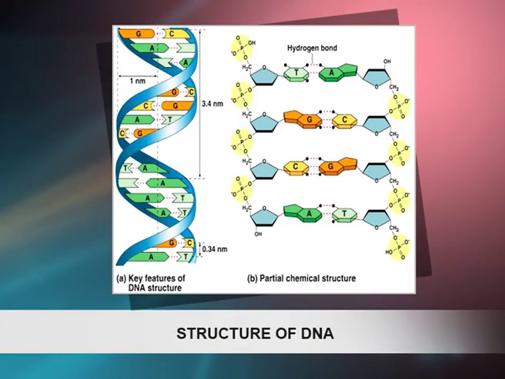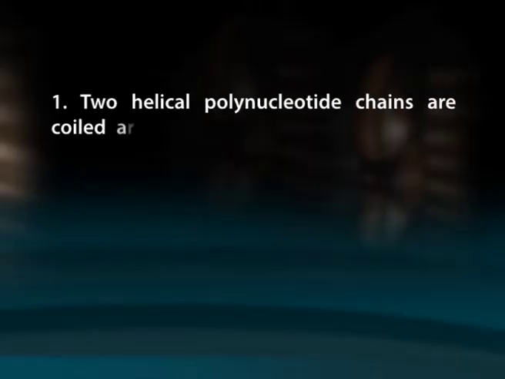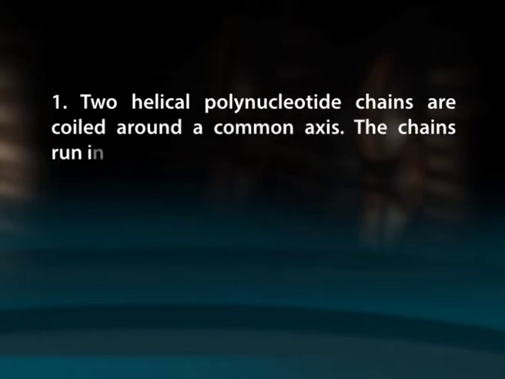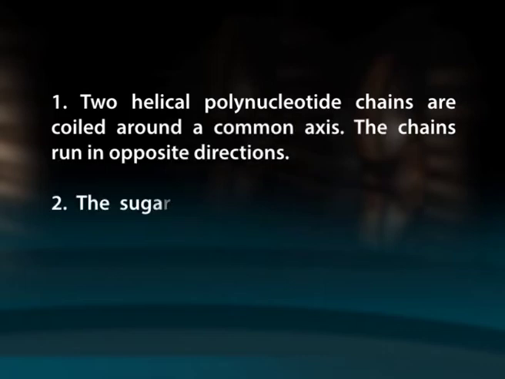Please see the figure on screen. It represents the Watson-Crick model of DNA. The features of the Watson-Crick model of DNA deduced from the diffraction patterns are: first, two helical polynucleotide chains are coiled around a common axis. The chains run in opposite directions.